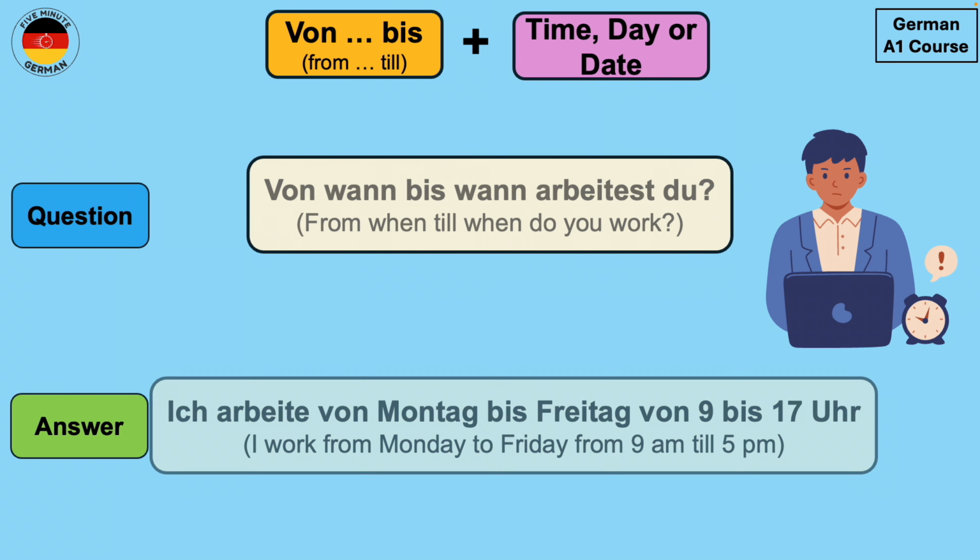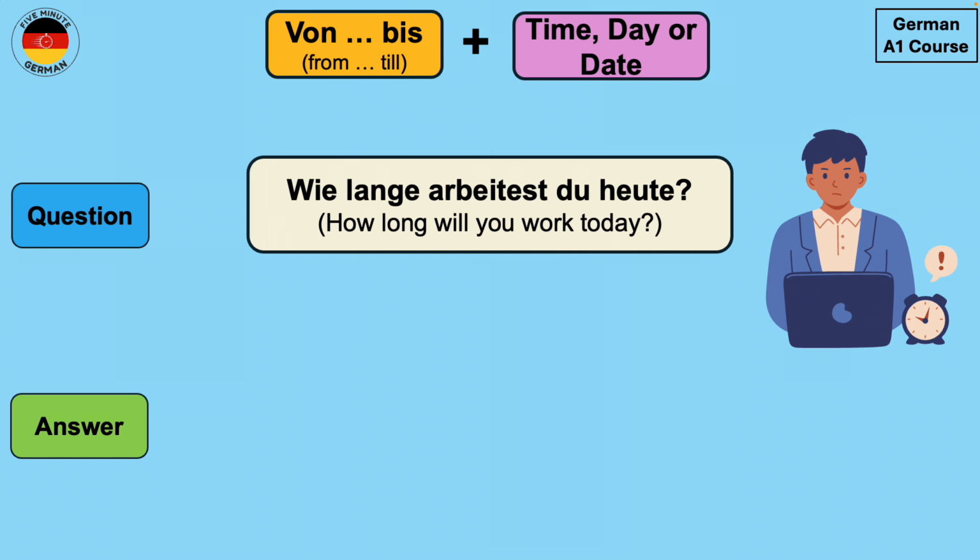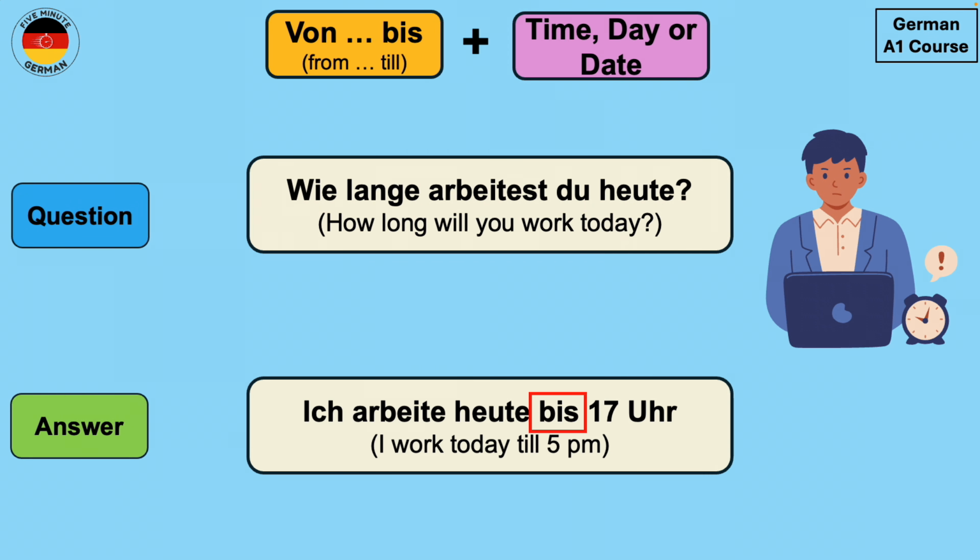Another similar example is, "Wie lange arbeitest du heute?" How long will you work today? And if you just have to tell until when you will work, then you can say, "Ich arbeite heute bis 17 Uhr." I work today till 5 p.m. So in this case, you can just use "bis", which means till.